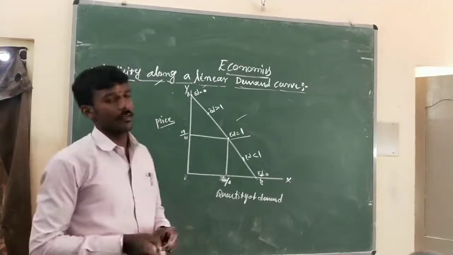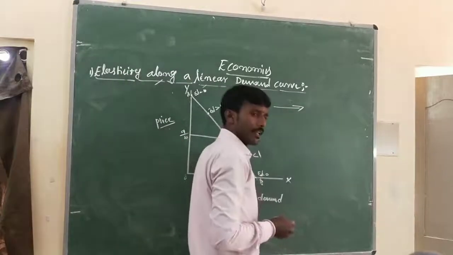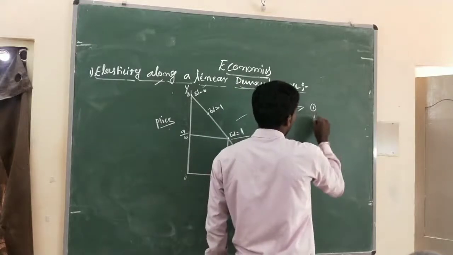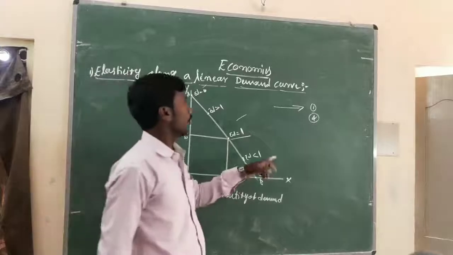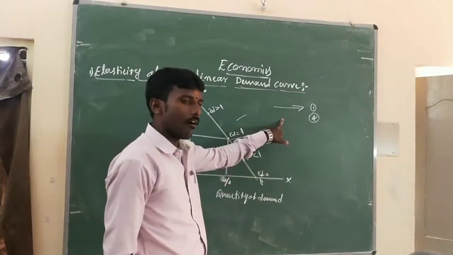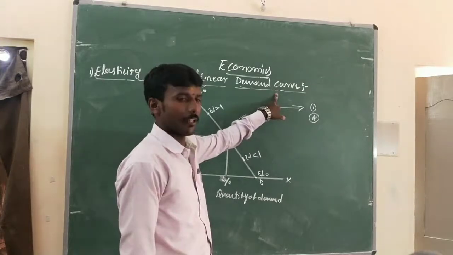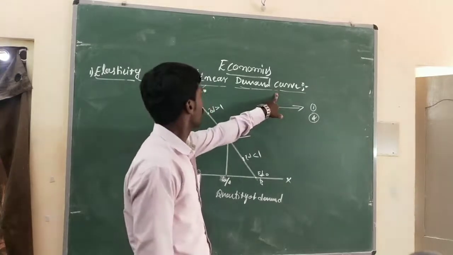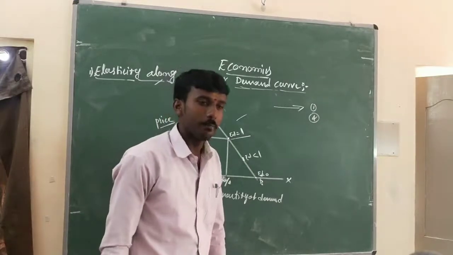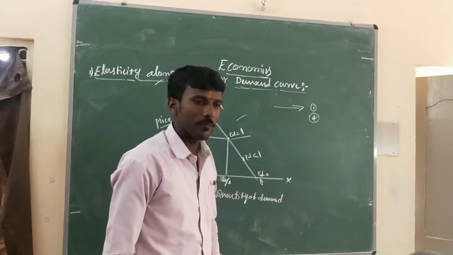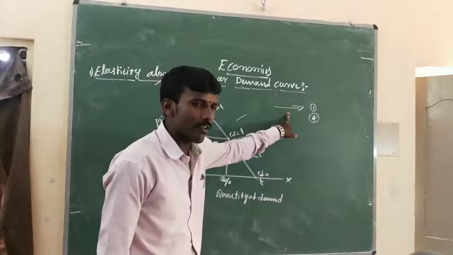See students, on the basis of this concept, from our examination point of view, 1 mark and 4 marks questions will arise. See for example, what is the equation of demand curve, the linear demand curve? They write the linear equation of a demand curve: Q equals A minus BP. This is the equation of a linear demand curve.